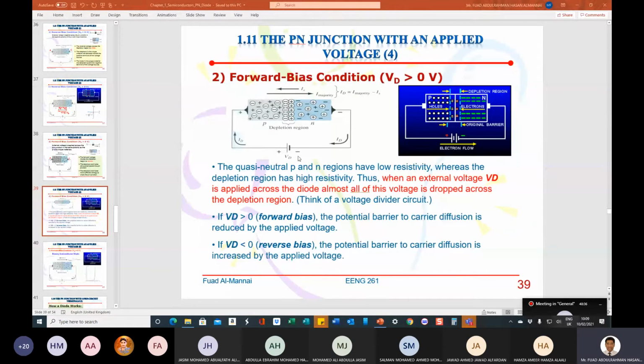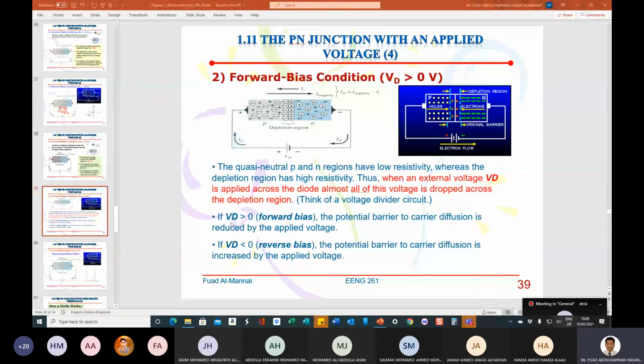When we connect an external voltage across the diode, most of the external voltage will be dropped across the diode, okay?